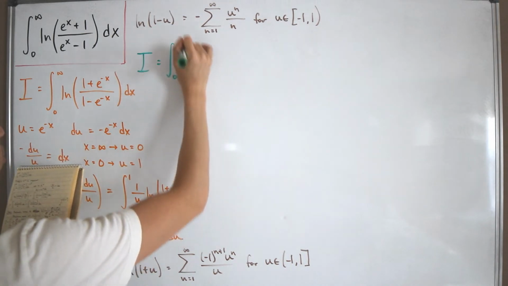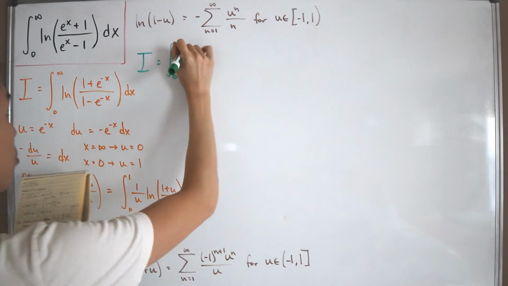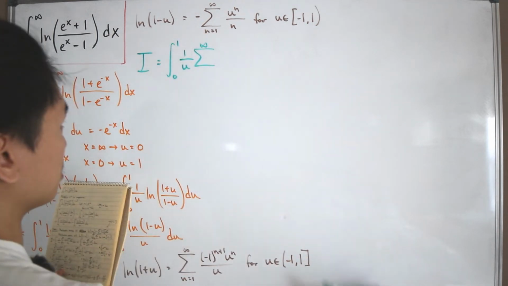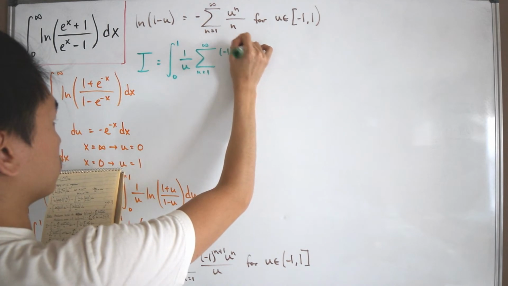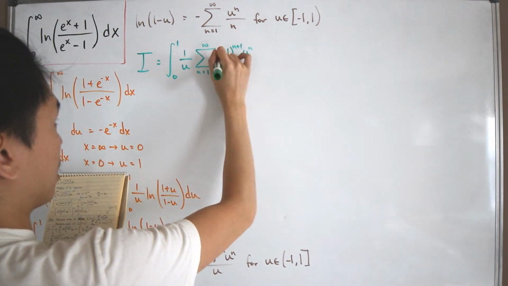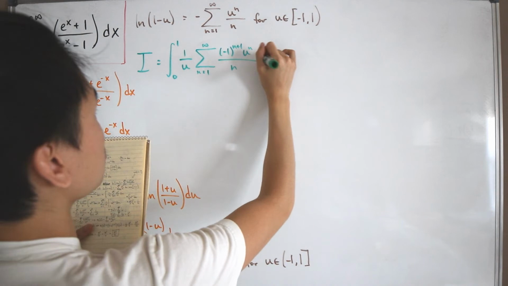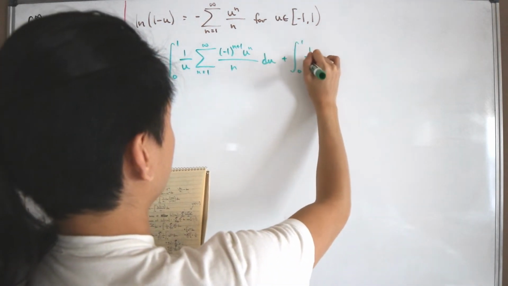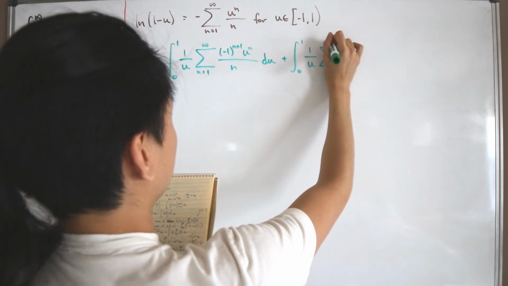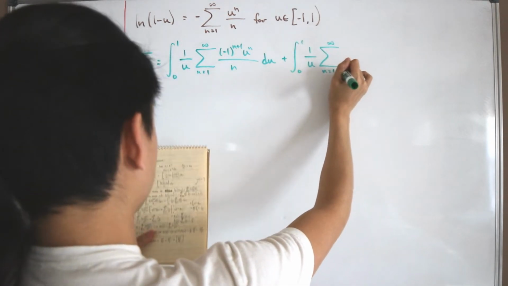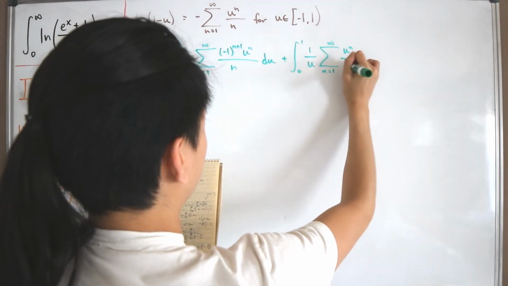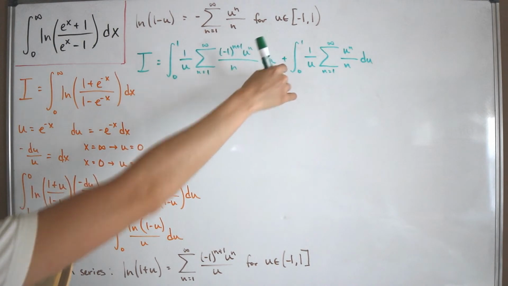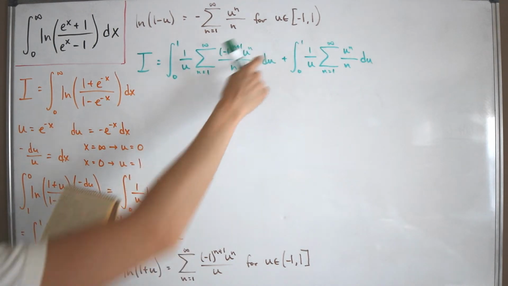So we have the integral from 0 to 1 of 1 over u, then multiplied with the infinite sum. So just plug this back in. So this is (-1) to the n plus 1, and then u to the power n, and then divided by n, du. And then we're going to add this over here with the integral from 0 to 1 of 1 divided by u, then multiply with the infinite sum, n equals 1 of u to the power n, and then divided by n du. We're basically just doing the substitution. And of course that's a negative, since we have a minus, then distribute that minus, that becomes a plus.